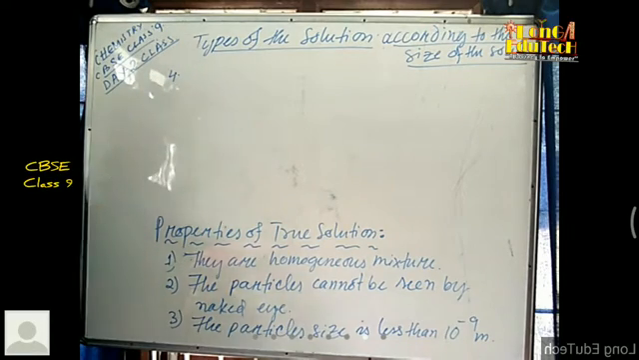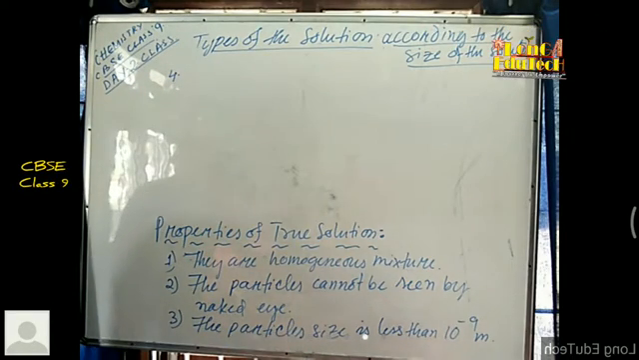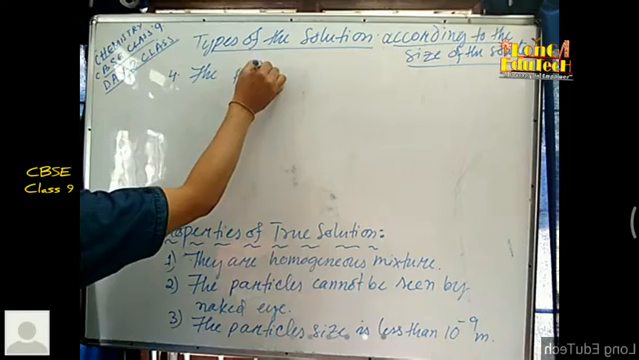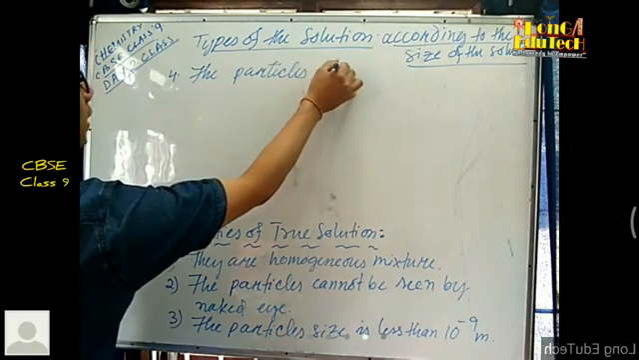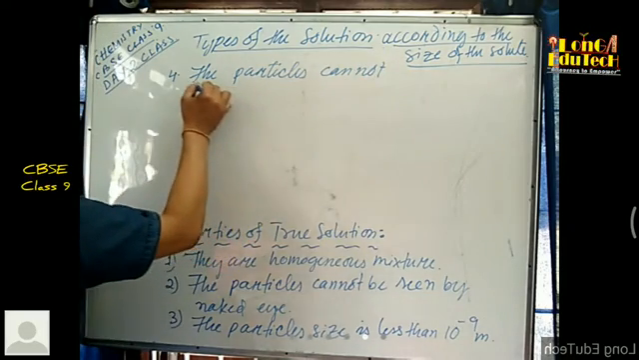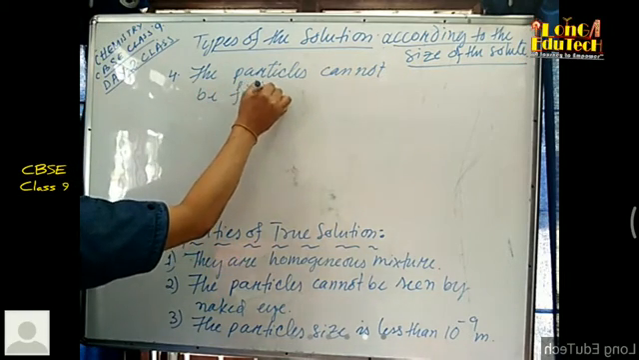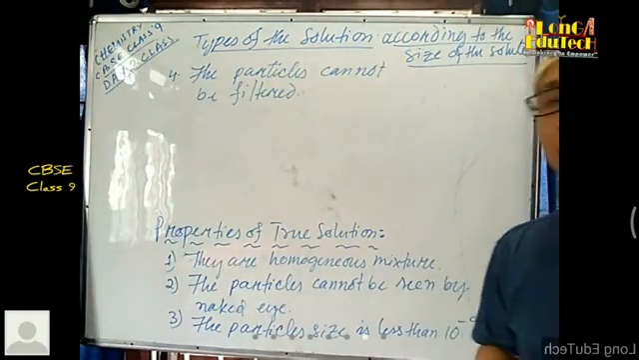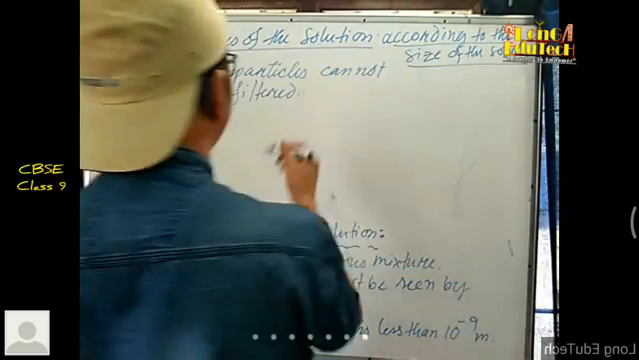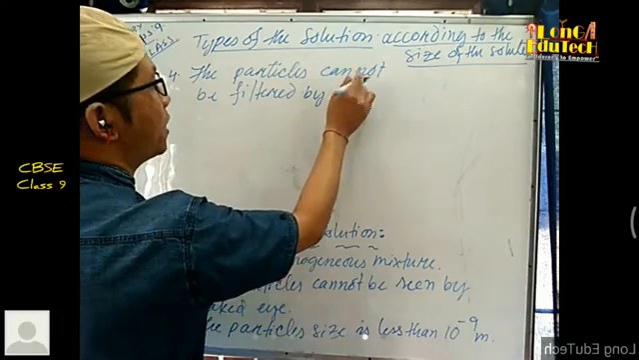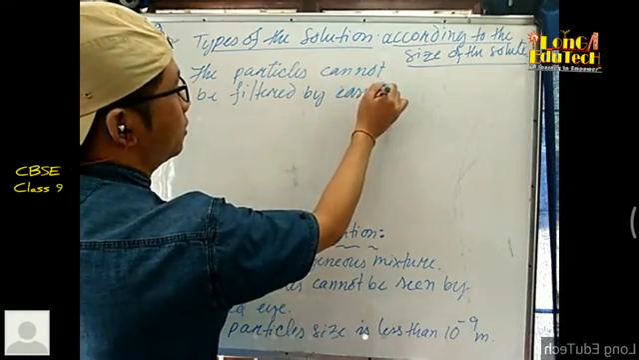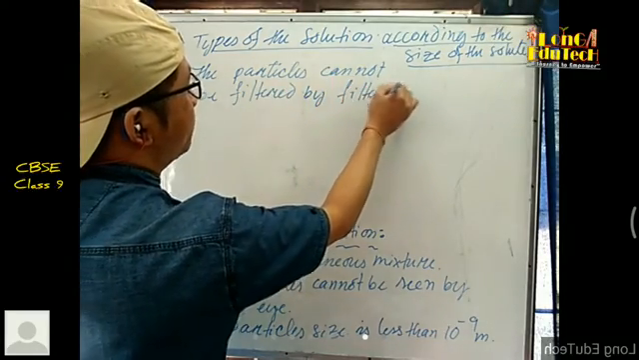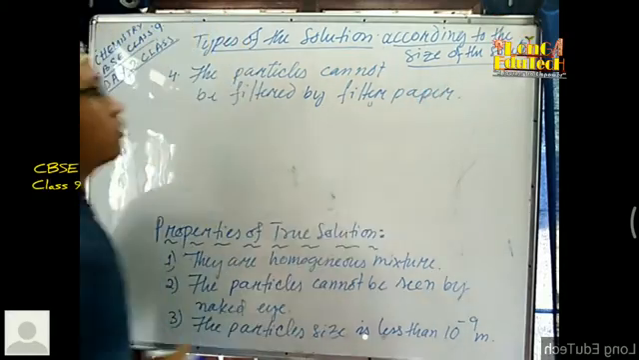In number 4, the particles cannot be seen by naked eyes. We already gave that, right? So here it comes: the particles cannot be filtered. We cannot separate the particles very easily here, by an ordinary or easy method. Or we simply write that particles cannot be filtered by filter paper.